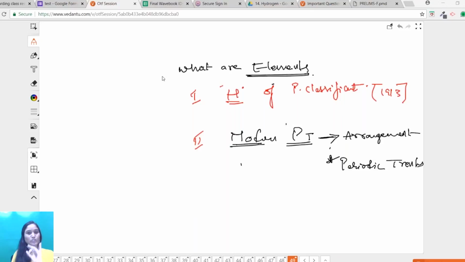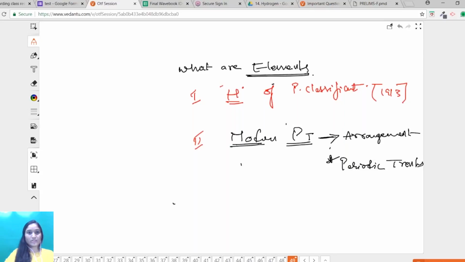So the chapter is divided into two parts. Part 1 is the history of periodic classification, whichever happened before 1913, and the second part is the modern periodic table from 1913 till now. Only one periodic table has been maintained from this century. That's why it's before 1913 and after 1913. So after 1913 till today, we have only one periodic table, that is the modern periodic table. That's what we study in the second segment. This is the content outline of this chapter.